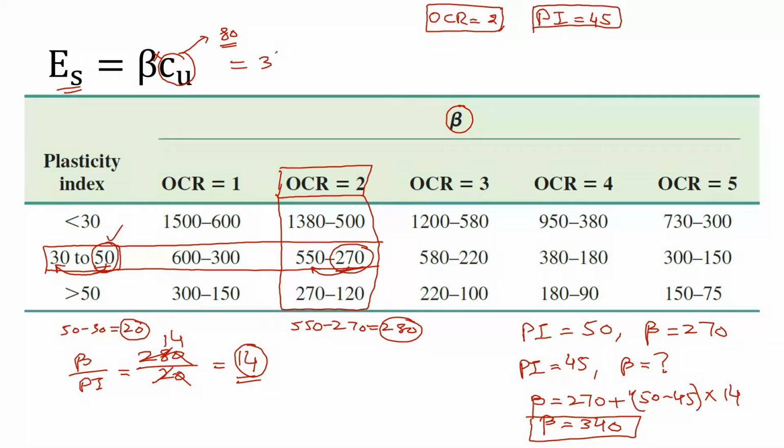Beta is 340 times 80. If we multiply this beta of 340 with 80, then we will find the value of ES as 27200 kilopascals, because the unit of Cu is kilopascals. Beta is a unitless quantity. So all the unknowns are here.